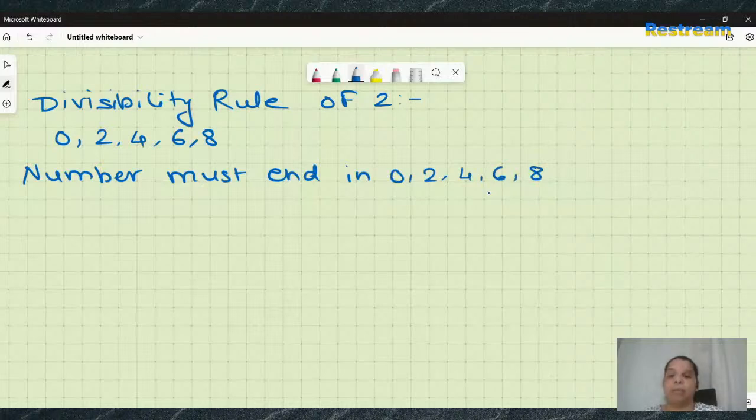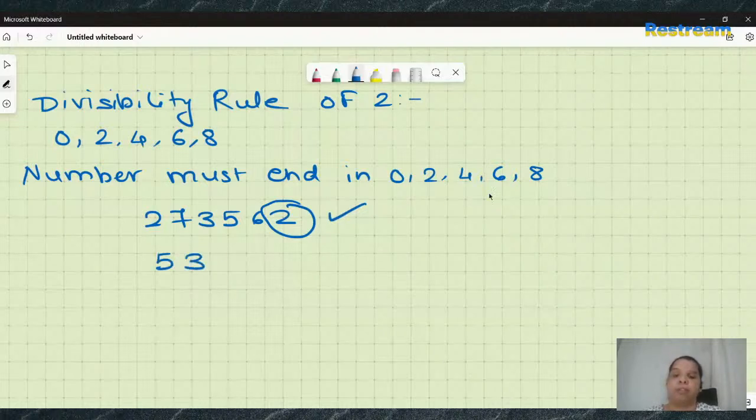For example, I have a big number 273562. How will I know whether this number is divisible by 2 or not? I will look at the last digit. If this is an even number, I will say yes, this number is divisible by 2. If I have a number 5349, I will look at the last digit and see that it is not an even number. So I will say no, this number is not divisible by 2.